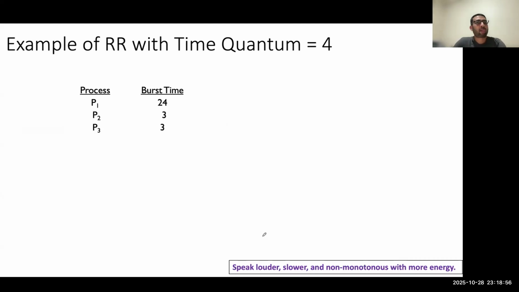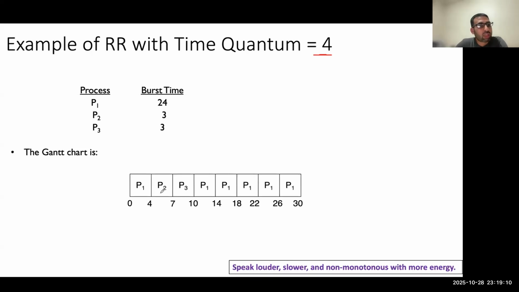Okay, now let's have a look at the example. Let's say that we have the quantum value, or the time slice value, of 4, right? And we have processes 1, 2, and 3. The burst time of the first is 24, the second is 3, and the third is also 3, right? So how will the schedule look in the form of a Gantt chart? So at time 0, let's say all of them are ready at the same time. So all of them are in the ready queue when we start scheduling, right?